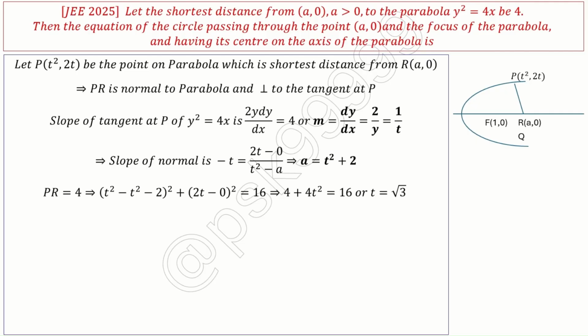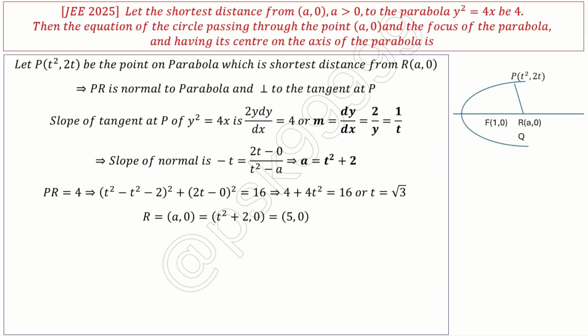Now, PR is given as 4. Correct? So again, I have 2 points: (t square minus 2) whole square plus (2t minus 0) whole square. Here I took a as t square plus 2. That's why. Otherwise, it's (t square minus a) whole square. Now, if I simplify it, I get t as square root of 3. So a, that is (a, 0), is nothing but (5, 0).